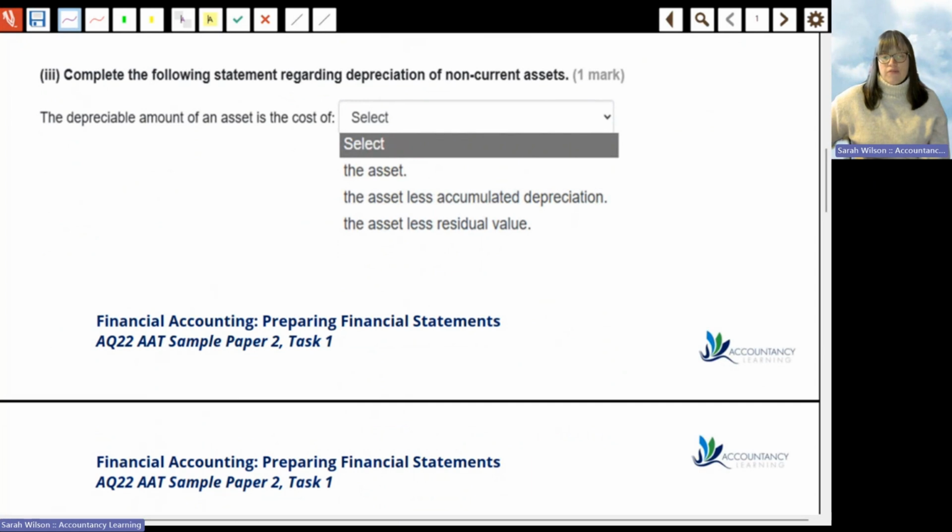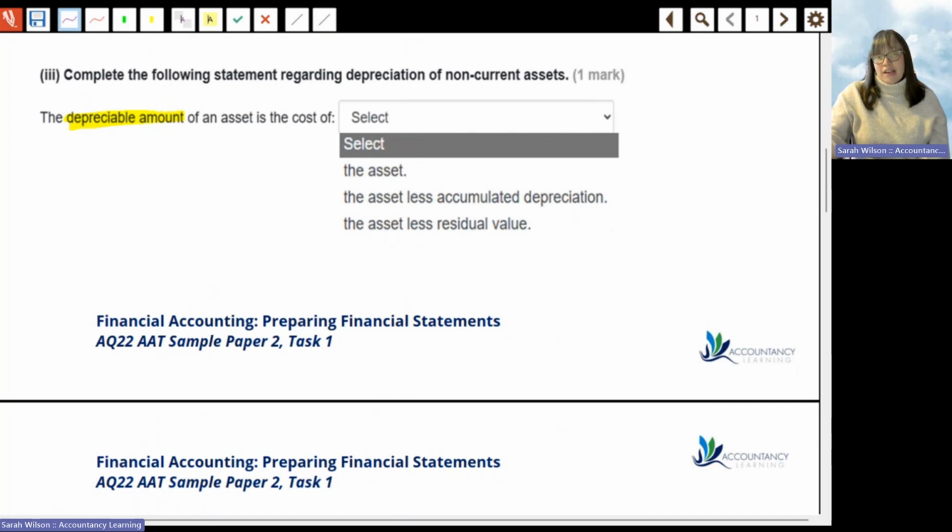Complete the following statement regarding the depreciation of non-current assets. The depreciable amount of an asset is the cost of, and then we need to choose the asset less accumulated depreciation, or the asset less residual value. So the depreciable amount of an asset, so it is the cost of the asset, but we do have to take something else into consideration before we just apply depreciation on the asset cost. So it's not going to be the first one.